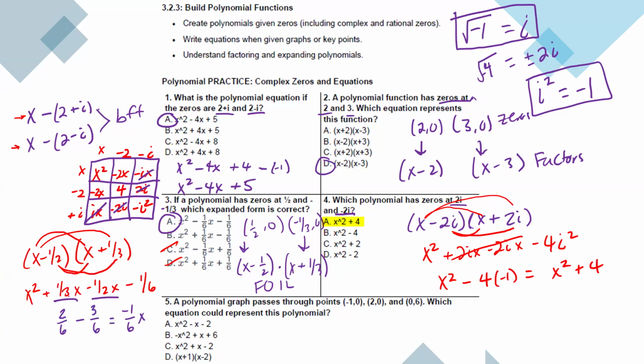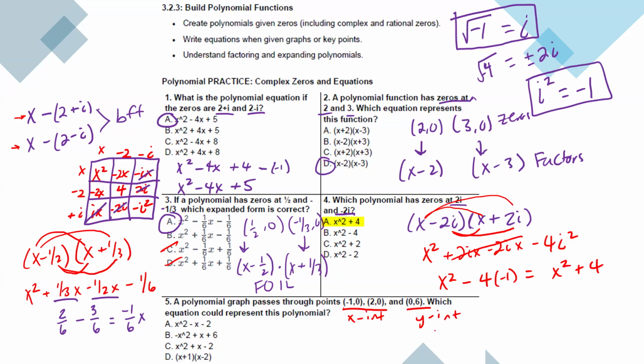All right. So number 5 is a unique thing. It's asking you for x-intercepts and y-intercepts and which equations would satisfy the two, right? So it's asking for x-intercepts at negative 1 and 2, and a y-intercept at (0, 6).